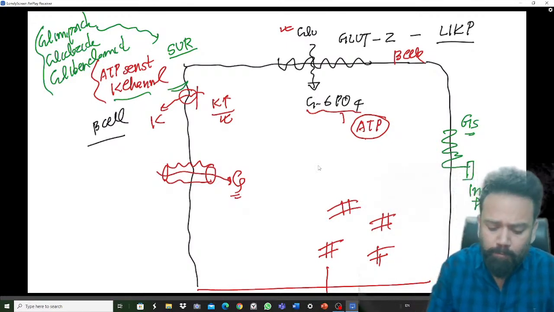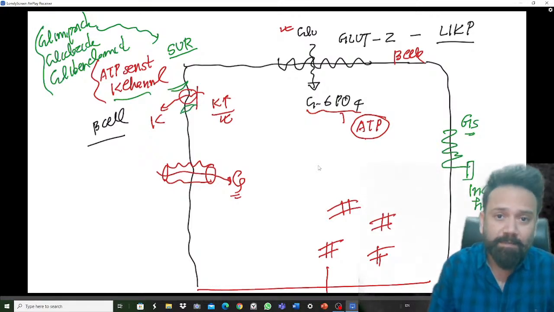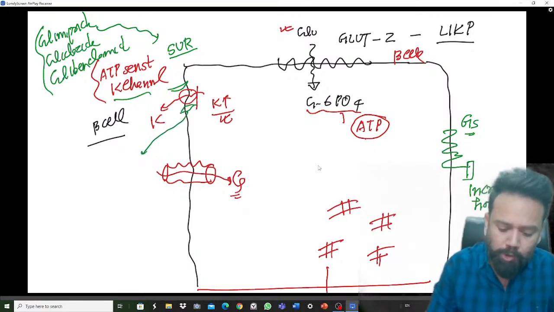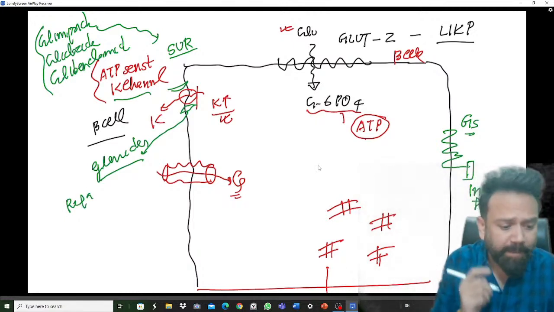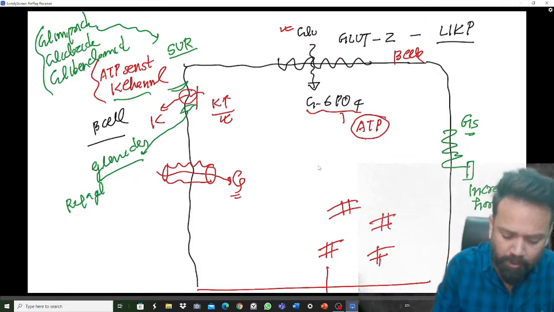Now there are also one more group of drugs, glinides, repaglinide and all. So they also have a glinide receptor. So glinides, repaglinides, these are excellent drugs. You know that, especially to control postprandial hyperglycemia, repaglinides and all.